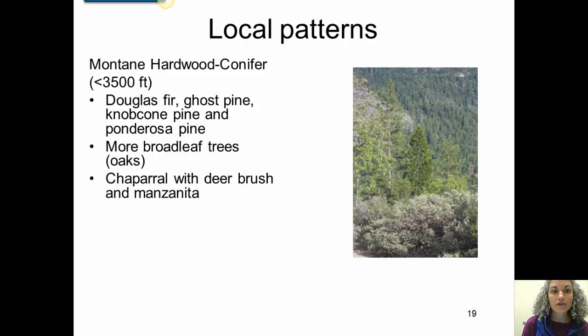It's called a hardwood conifer forest because it also includes many broadleaf trees. A lot of these are oaks, such as the California black oak, tan oak, canyon live oak, and we also see a lot of shrubs in the hardwood conifer forest, so sort of areas of chaparral, which would include species such as deer brush and manzanita. This is the type of community that you're going to see a lot of if you're driving down I-5 south to Redding. So a lot of what you're seeing out your car window is going to be montane hardwood conifer forest.